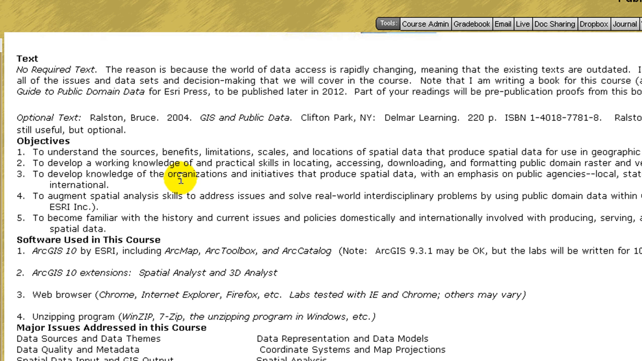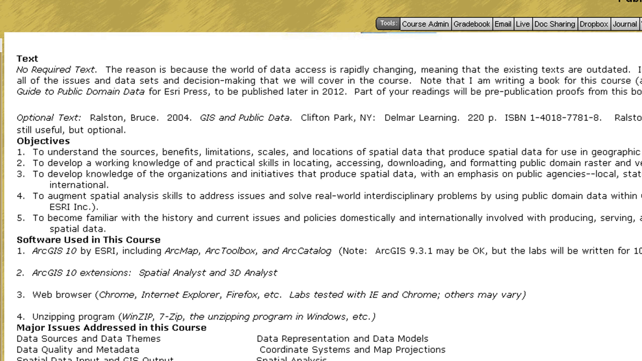4. To augment spatial analysis skills to address issues and solve real-world interdisciplinary problems by using public domain data within GIS software, specifically ArcGIS by Esri. 5. To become familiar with the history and current issues and policies, domestically and internationally, involved with producing, serving, and using public domain spatial data. And this includes anything from fee versus free to copyright to privacy and much more. Let's take a look at what I have in week 1.